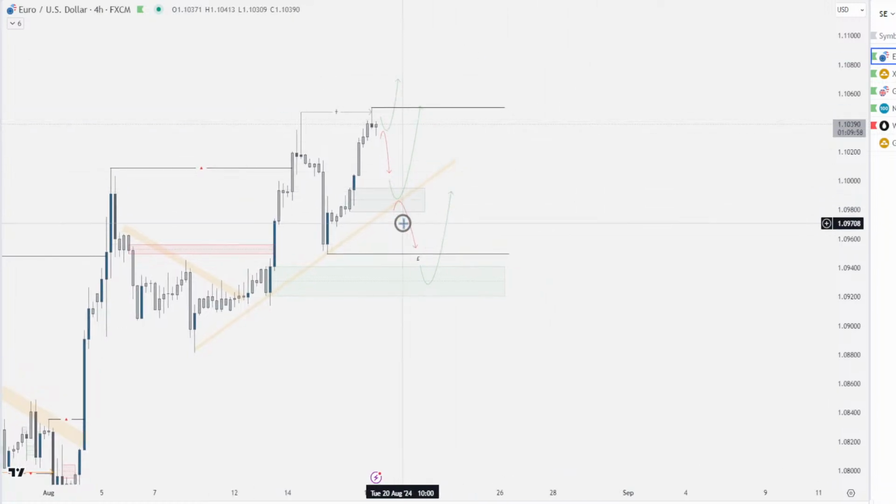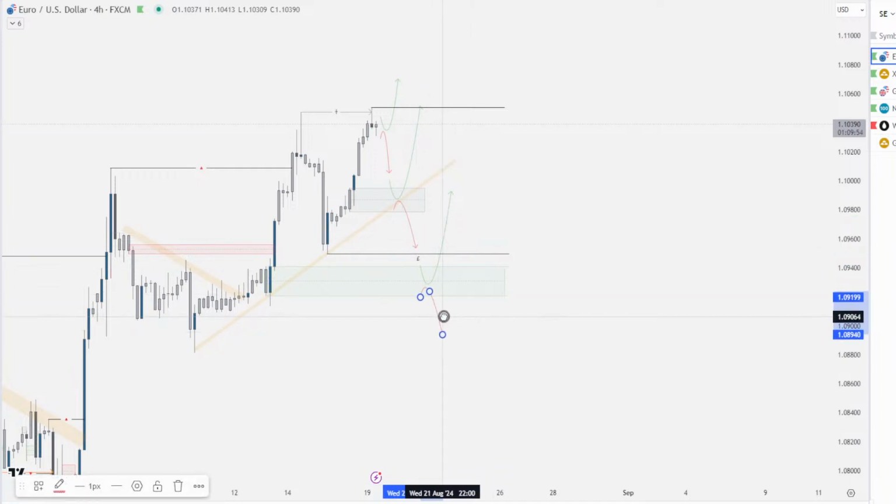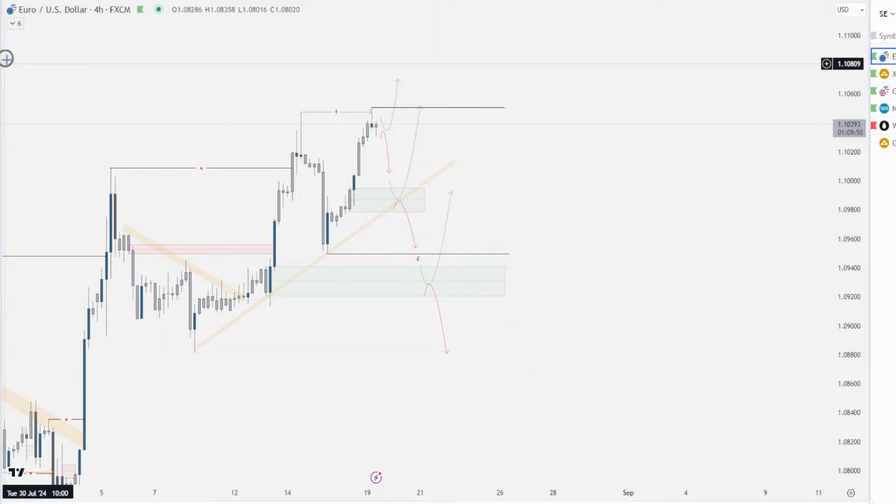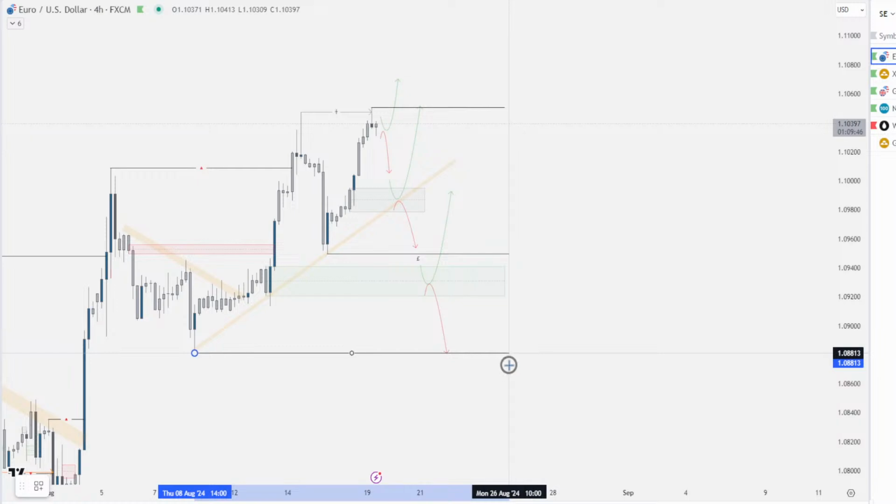Now, if this doesn't play out at all, we have the other potential of price running all the way through the lows, which would actually give us a completely different directional bias, and this would align more with the higher time frame. Now, we did speak a few times on Euro itself, because this is obviously the 4-hour chart, but we did speak a few times on the higher time frame overall direction of this being bearish.